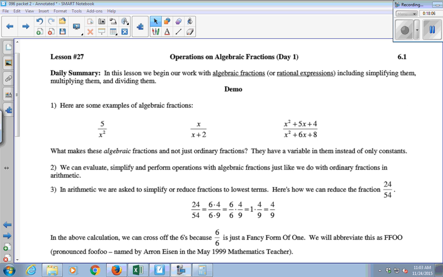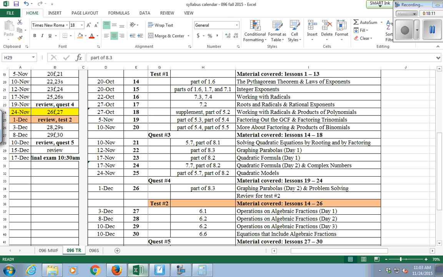Okay, so we're going to look at lesson 27 for the remainder of class. Just want to remind you that your test a week from today, the next time I see you, is going to cover lessons 14 through 26, so not this lesson that we're about to do. Okay, this one will not be on the test.